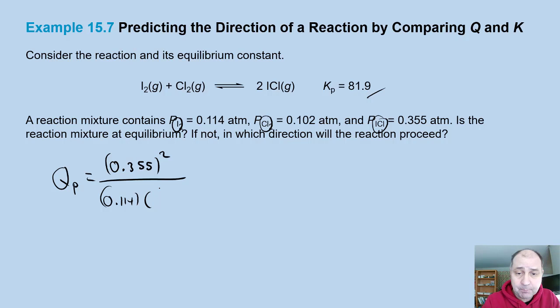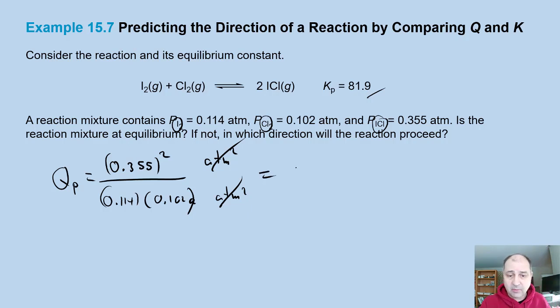the pressure of Cl2, which is 0.102. This is all in atm. I'm leaving the units out, they're always going to cancel. This would be atm squared, and this would be atm squared. So P here has no units, but when you do this, you end up with a quotient that's smaller than Kp, so we know this is going to shift to the right. The number here is 10.8. Again, that's smaller than Kp, so it's going to shift to the right.